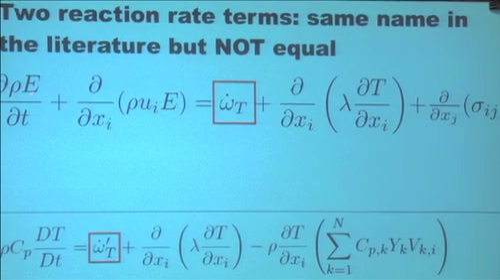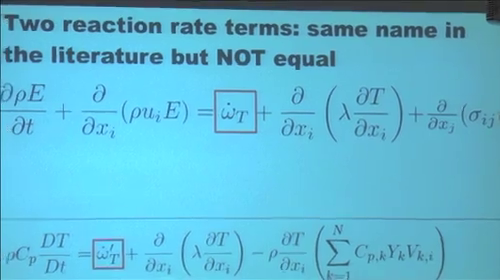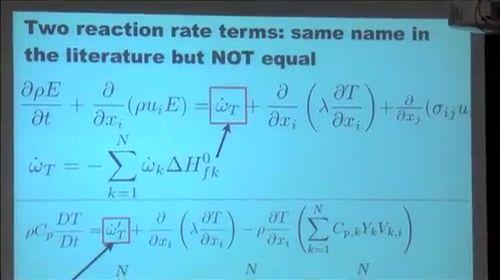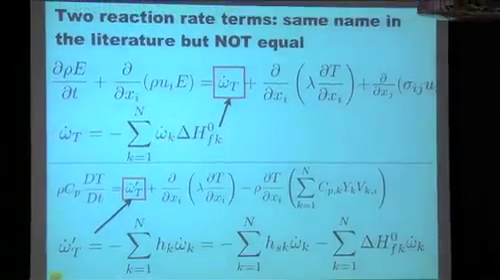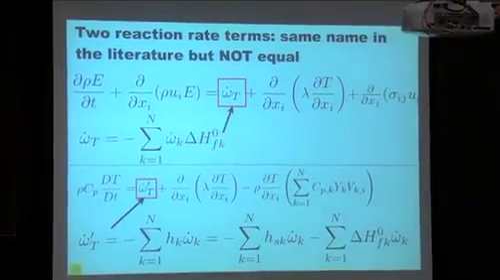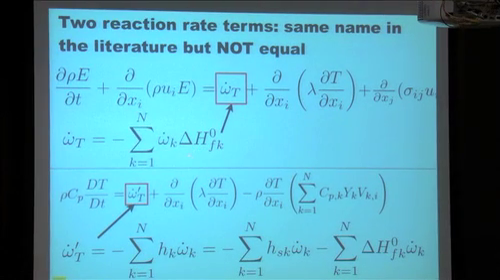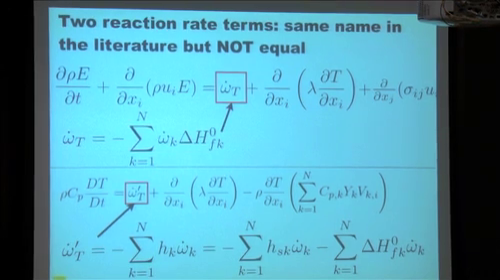So for example, for the energy, this is the heat release you have, and it's the sum of the reaction rates of each species multiplied by delta h_f,k^0, which is the heat of formation. And if you're looking at this equation for temperature, you have a different heat release, which is about the same. You recognize this term here, but it has an additional component coming from the sensible enthalpies.